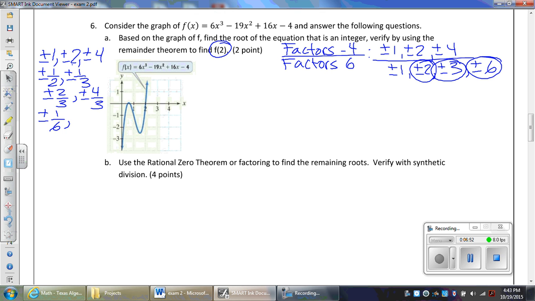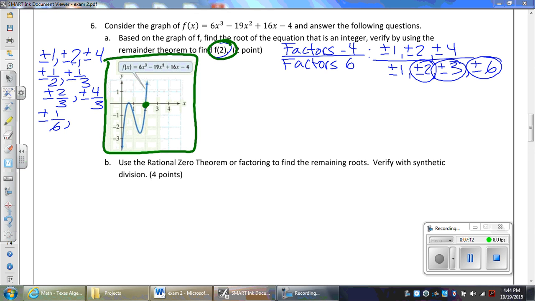Now here I'm already giving you one of them, or if I wasn't to give you a graph, then you may use your calculator to find them, at least one of them. Remember, we call them wise or educated guesses. So here is a 2. It's pretty obvious it is a 2.